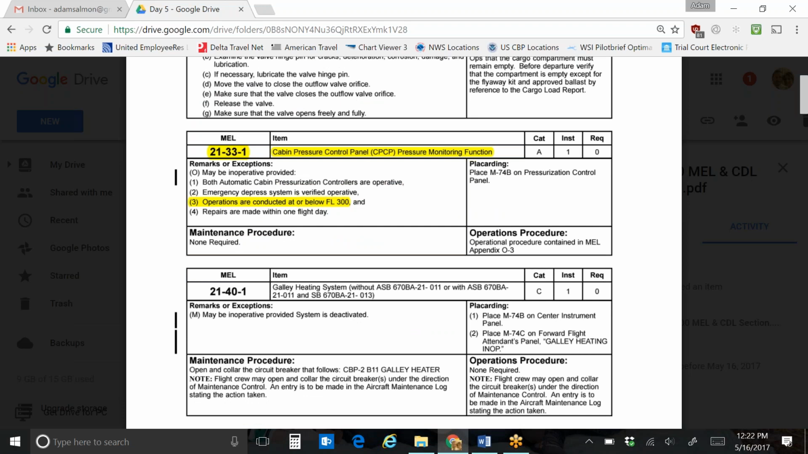Here's one here, 21-33-1, cabin pressure control panel, pressure monitoring function. And I'm just going to skip directly to the highlighted part. It just says operations are conducted at or below flight level 300. So that's a little bit better for us. We can easily fly below 30,000. It is a restriction, but not obviously as big of a restriction as 10,000 feet.